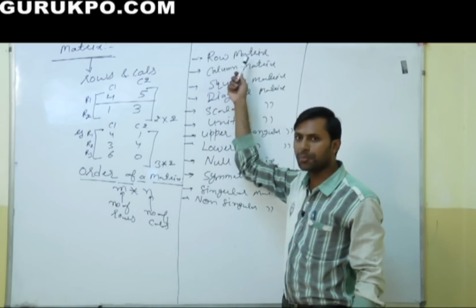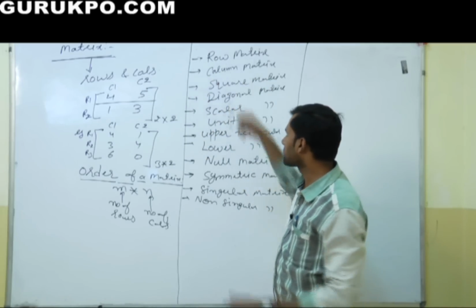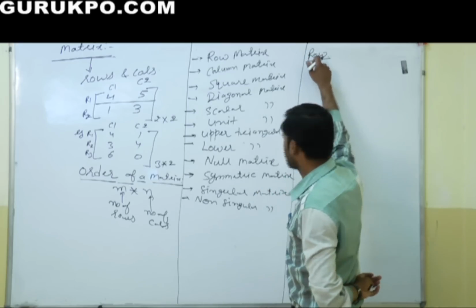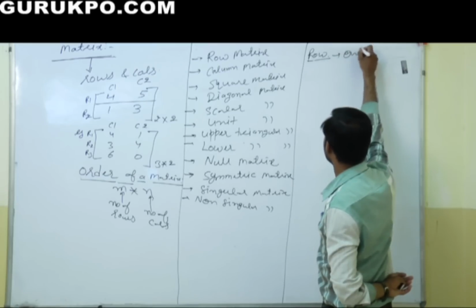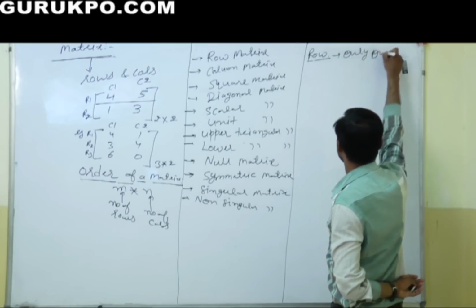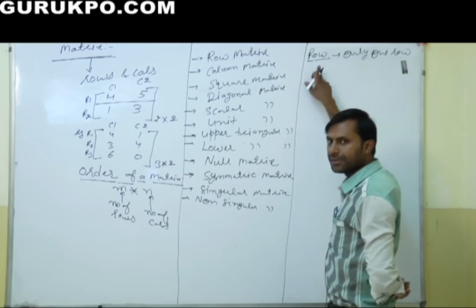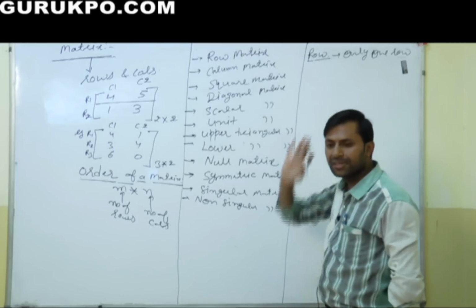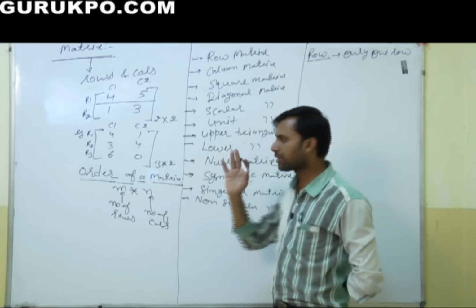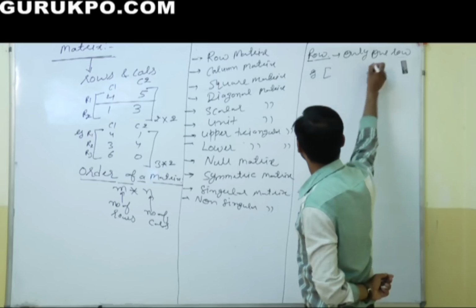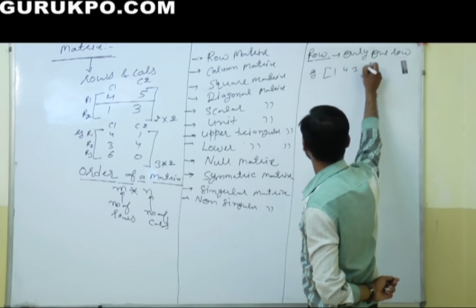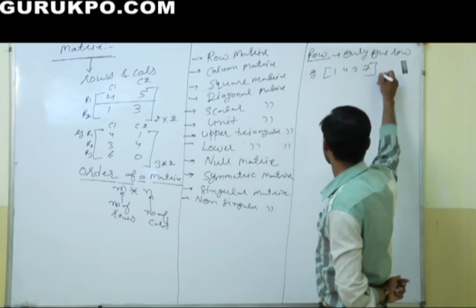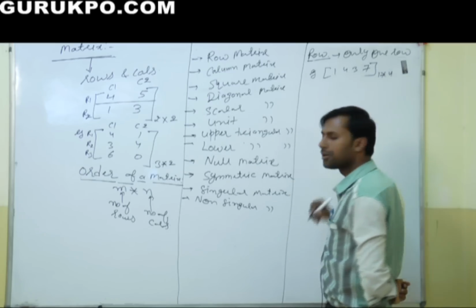Number 1 is row matrix. What is a row matrix? A row matrix is simply as its name suggests: it has only one row. A matrix which has only one row is known as a row matrix. There may be any number of columns, like 1, 4, 3, 7. Number of rows 1, number of columns 4. The order of this matrix is 1 by 4.